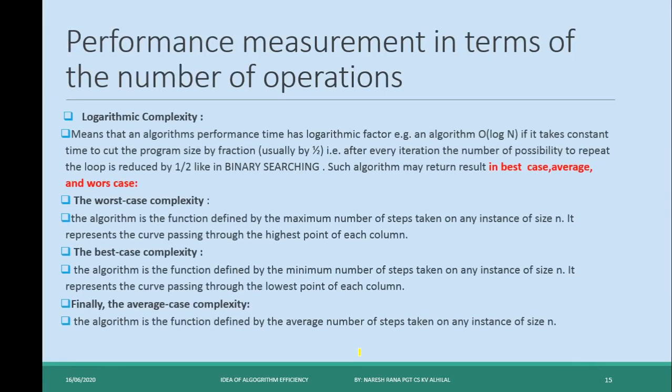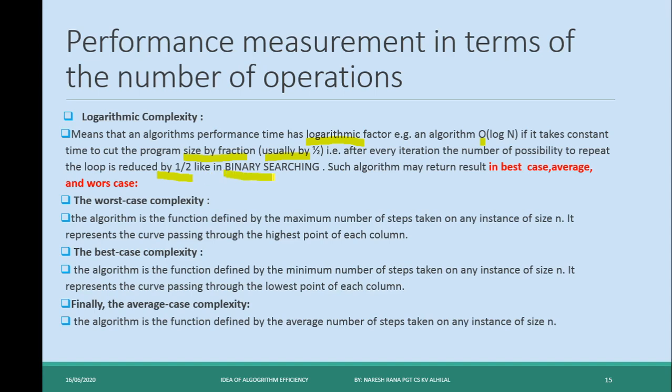Then linear complexity means that the algorithm's performance time has a logarithmic factor. For example, logarithmic is O(log n) if it takes constant time to cut the problem size by a fraction, usually by 1/2. That is, after each iteration, the number of possibilities to repeat the loop is reduced by 1/2, like in binary search.